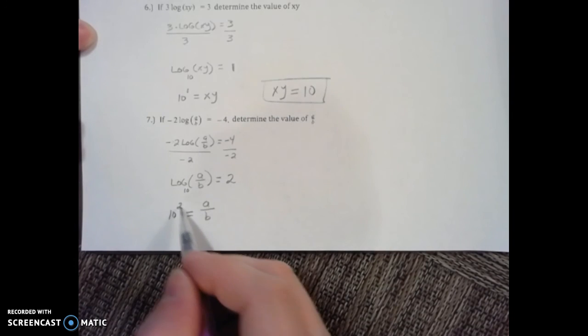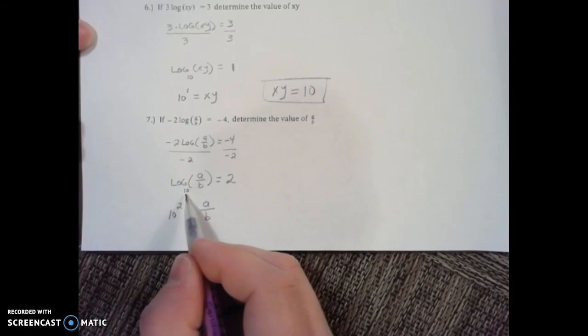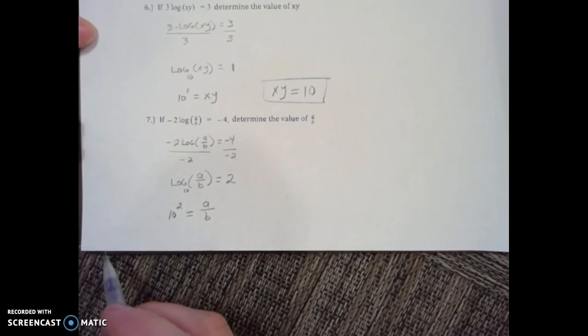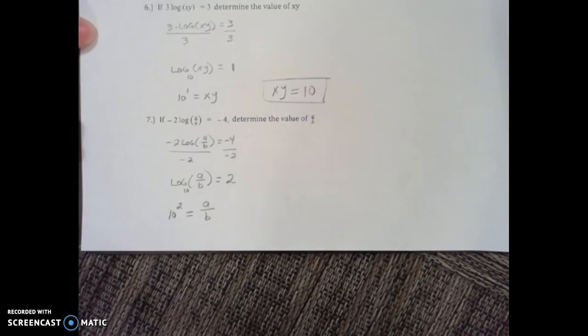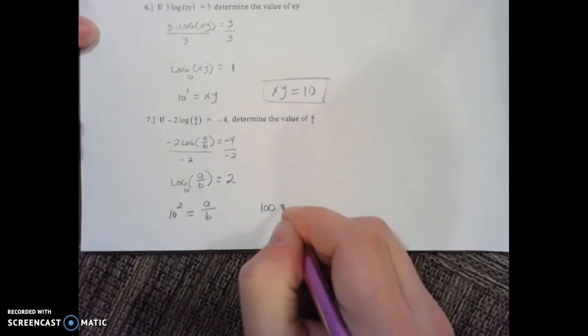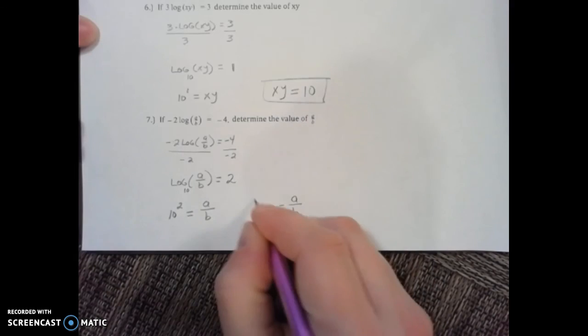Okay, 10 squared equals a over b is the same as log base 10 of a over b equal to 2. These are equivalent to each other. So to get the value of a over b, all I have to do is figure out the value of 10 to the second power. And I know that 10 to the second power is 100. So 100 is equal to a over b.